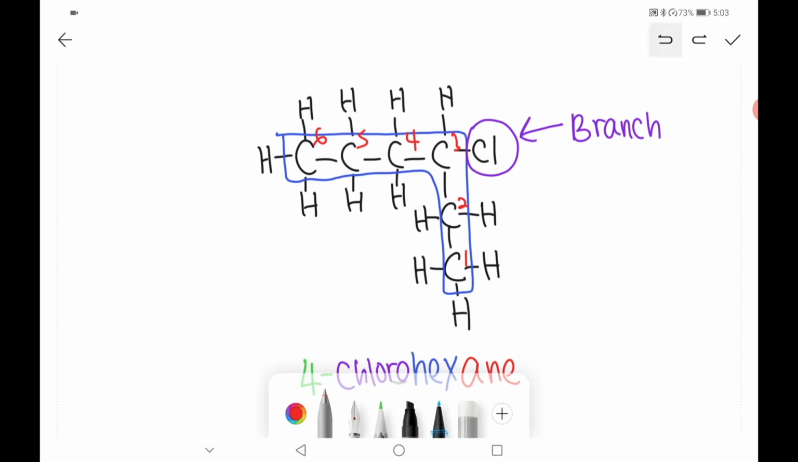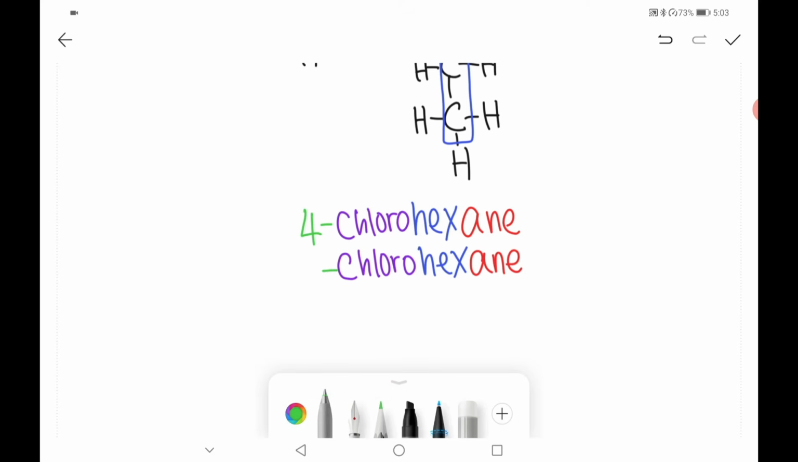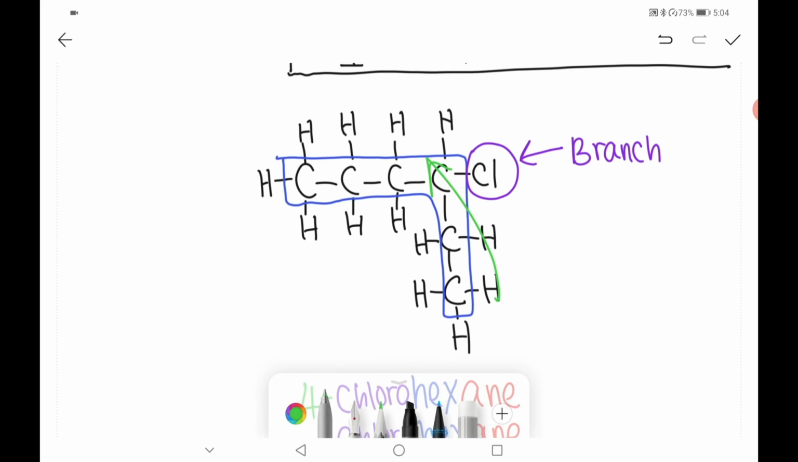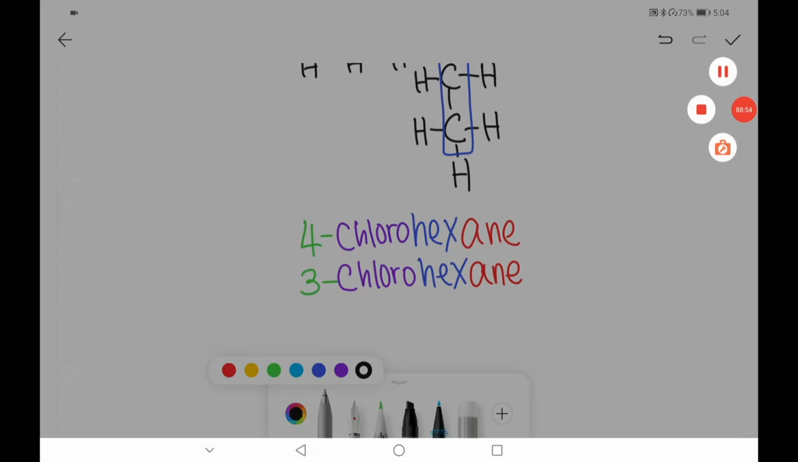So when chlorine is sticking to carbon number 3, the name will be this. You can copy the name. The name will be the same. So when you change the direction, the name doesn't change, only the number changes. If you count from the right hand side to the left hand side, the chlorine is on carbon number 3, so the house number is 3.